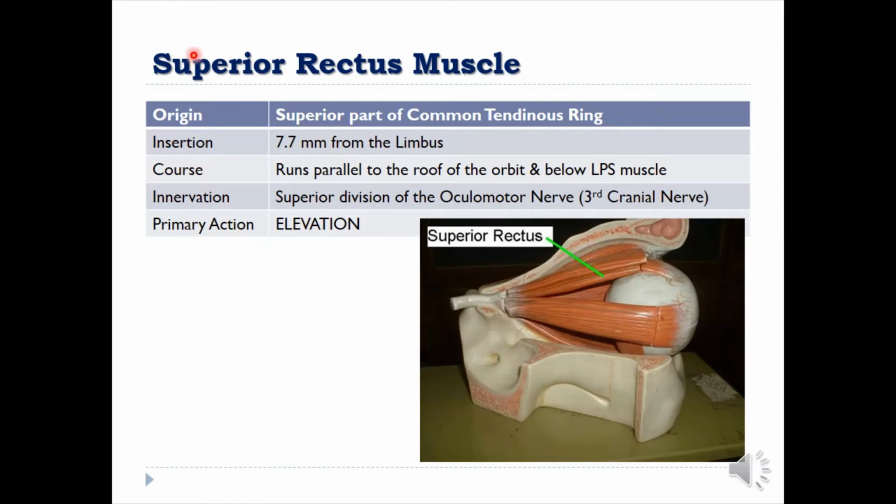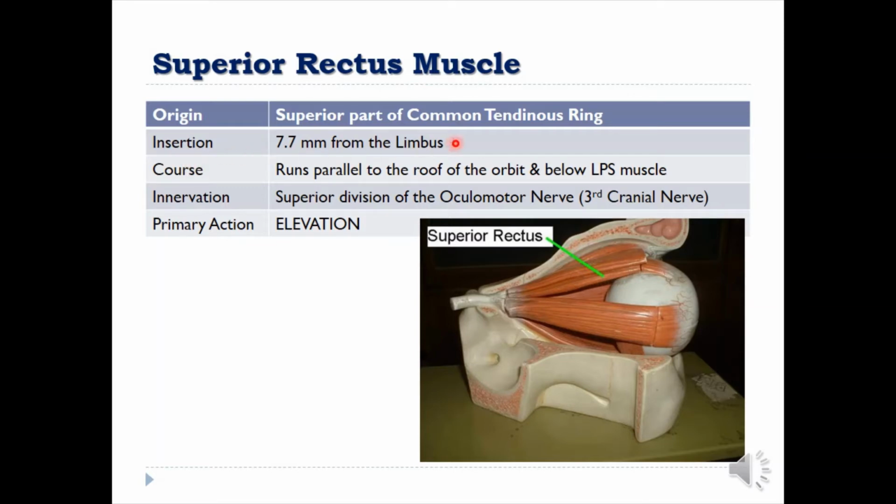In this slide, we'll be discussing the superior rectus muscle. We already know that it is in the superior part of the eyeball, right? We already learned the origin. Remember, all rectus muscles originate from the common tendinous ring. Since this muscle is the superior rectus, it originates from the superior part of the common tendinous ring. This is the common tendinous ring, and this is its superior part. So this is the superior rectus.